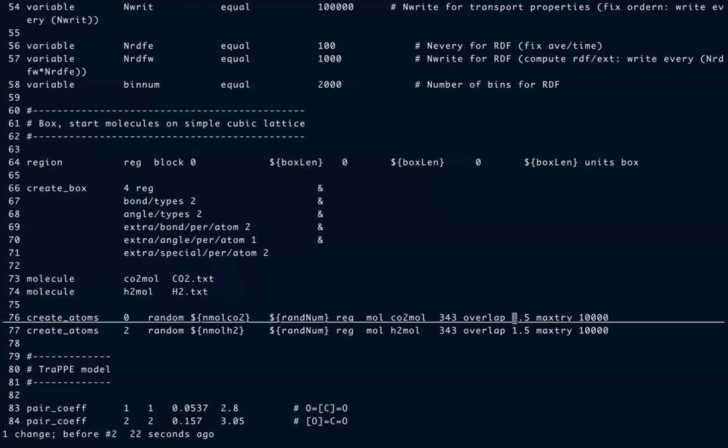In such a case, you can specify how many tries, how many attempts the LAMMPS simulation is allowed before it fails or before it gives up and says it cannot initialize anymore. So in this case, I've given a good number of 10,000. So it's going to try 10,000 times to place all of these molecules such that they do not overlap within 1.5 angstroms.